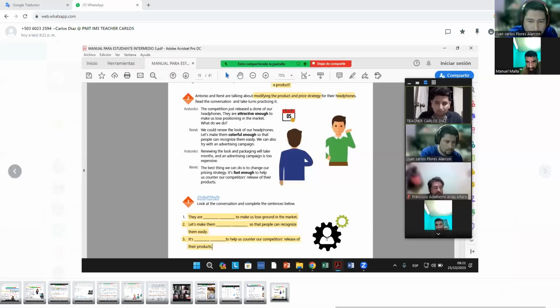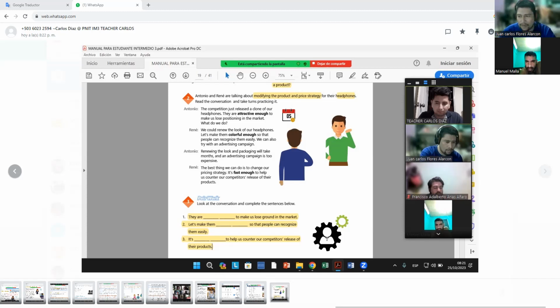We can also try with an advertising campaign. Renewing the look and packaging will take months, and an advertising campaign is too expensive. The best thing we can do is to change our pricing strategy. It's fast enough to help us counter our competitors' release of their products.